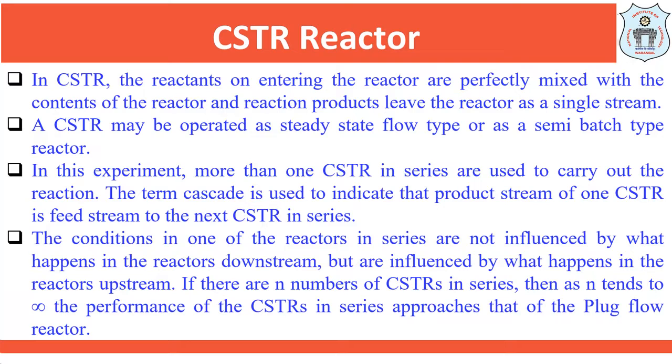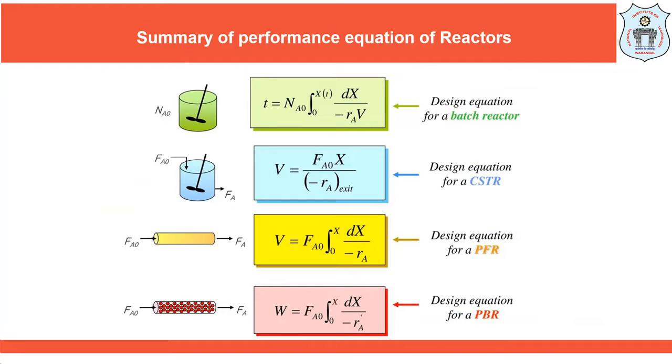So we know the performance equations of the plug flow reactor as well as the CSTR, right? With that we can explain what is the usefulness, or what is the advantage, of using such cascade type reactors.